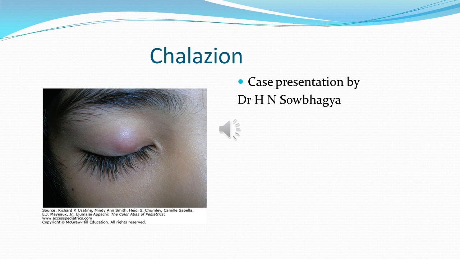Today we will study about the lesions of the eyelid, especially chalazion and other differential diagnoses for the swellings in the eyelid.